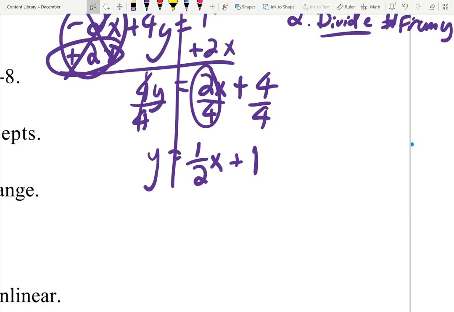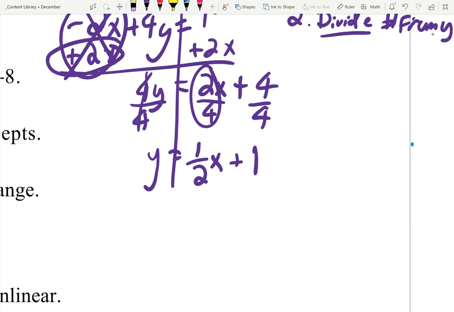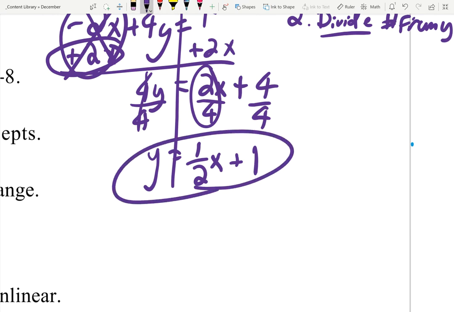Now, that's very, very useful to us. Okay, this is the equation that we need. This is going to help us a lot. But we're not nearly done with the problem yet. We still have to graph our problem. This is just the first part of it. We need this equation so that we can graph it.